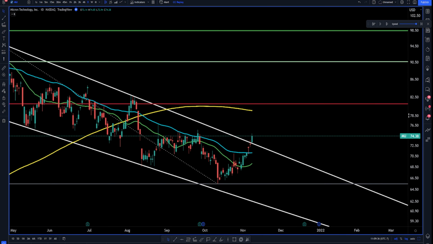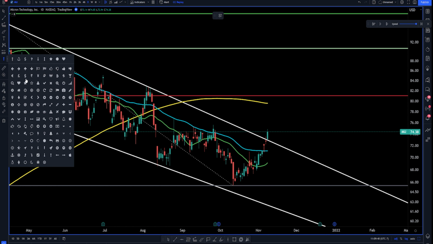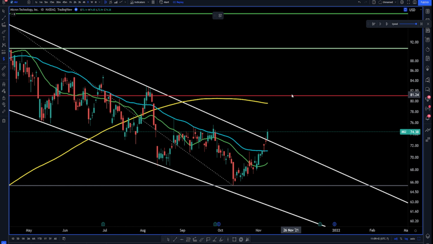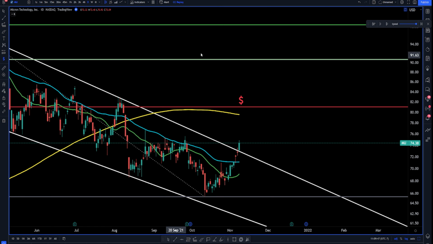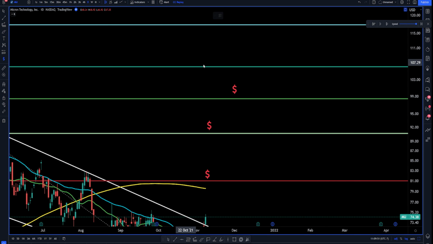So now we've opened up our trades. And let's just say for now, I'll add this little tool here. We want to have some type of selling right here. We want to sell a little bit right here, and a little bit right here if we make it up here. And if we make it all the way up here, awesome.